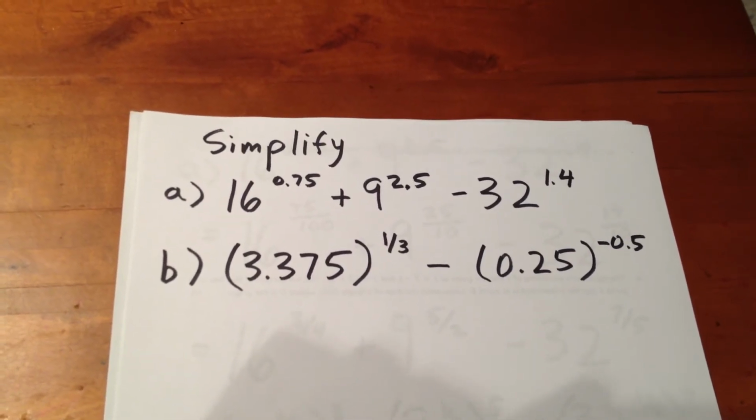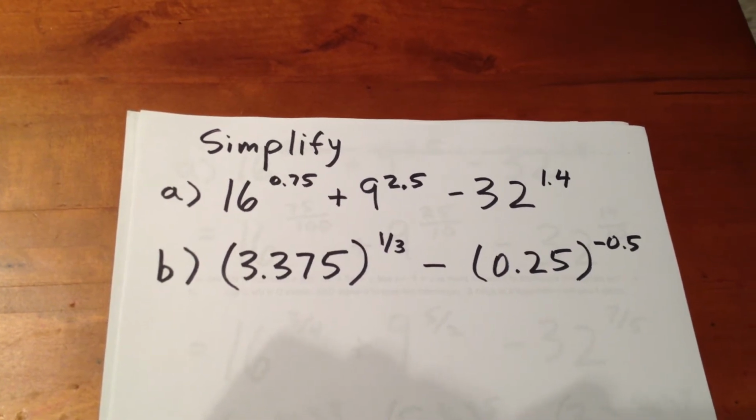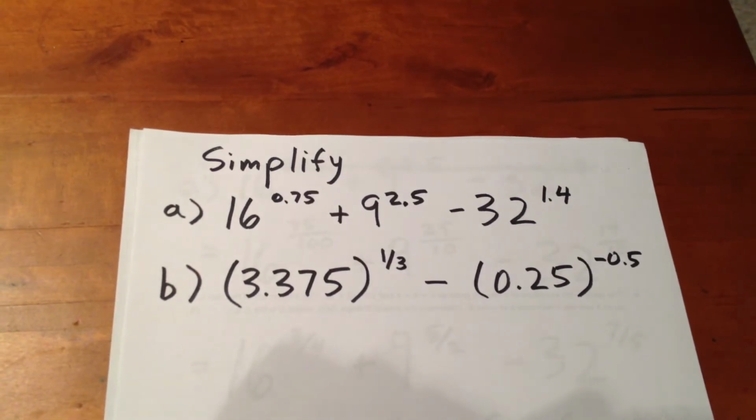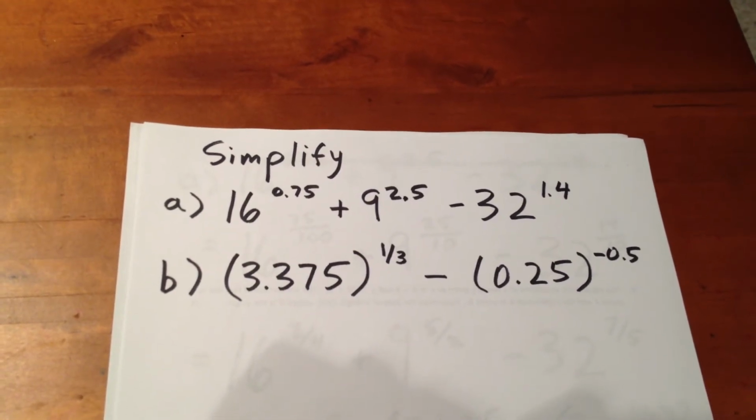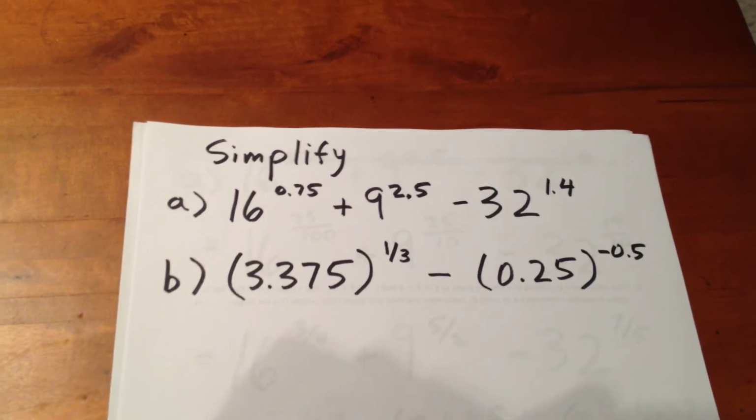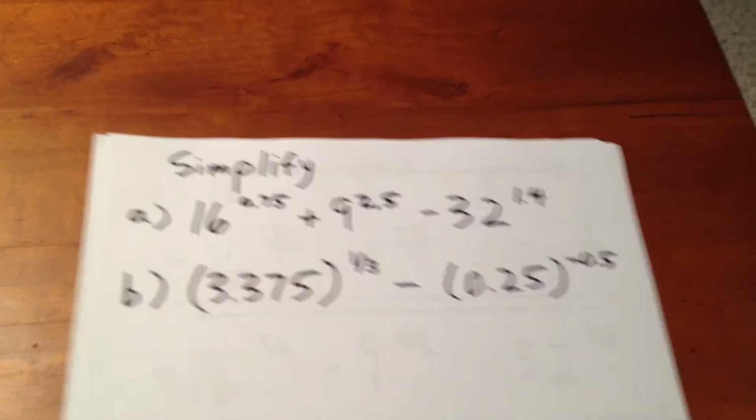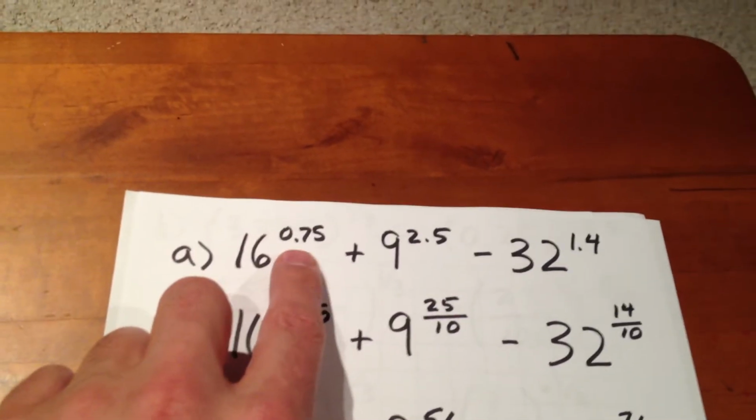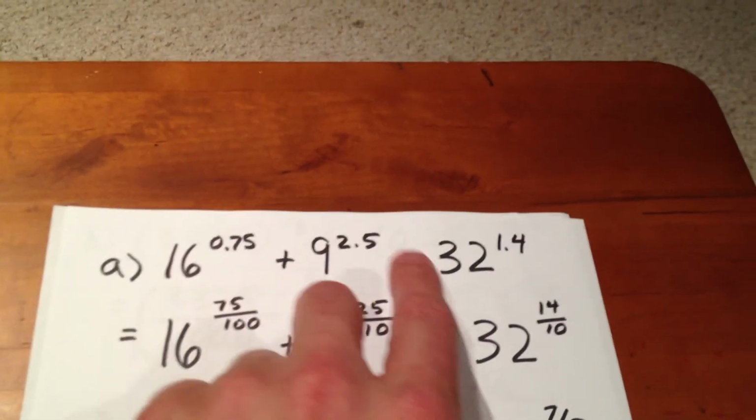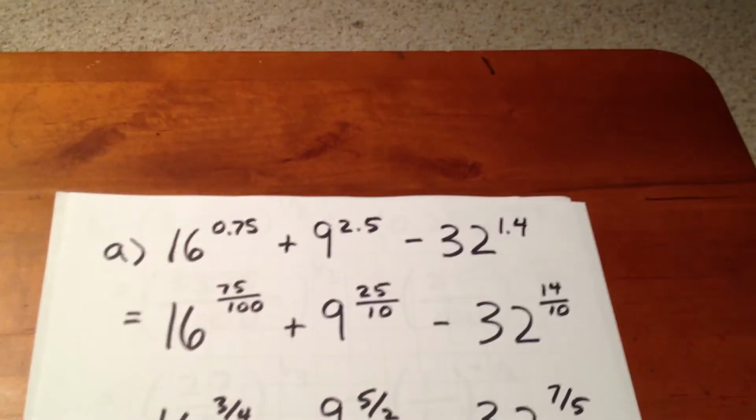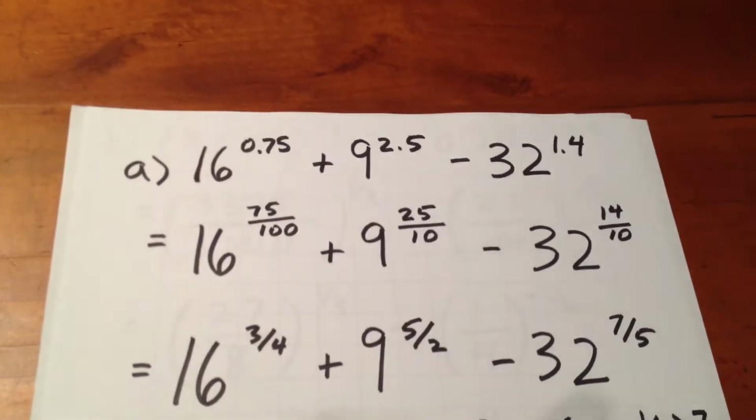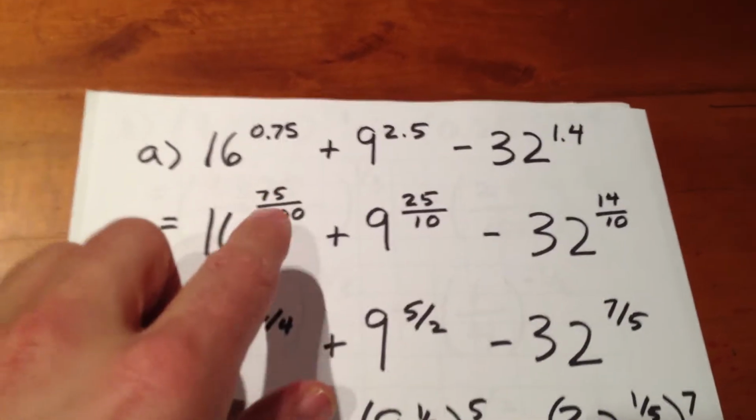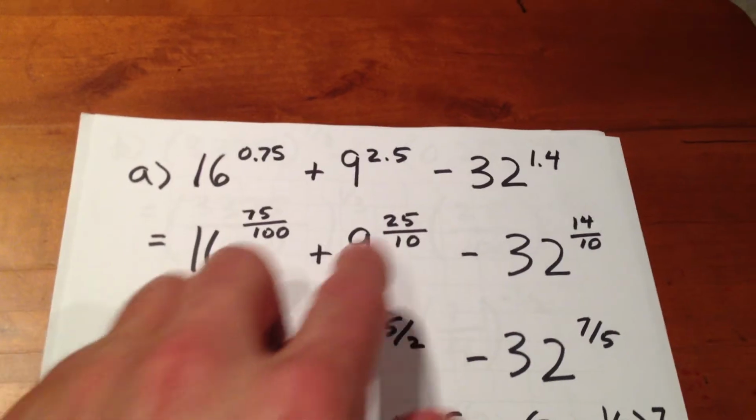Similarly, 0.25 is 25 over 100, which simplifies to 1/4. And negative 0.5 is negative 1/2, or if you don't quite see that, it's negative 5/10, which simplifies to negative 1/2. So, 16 to the 0.75 plus 9 to the 2.5 minus 32 to the 1.4 simplifies to that next line. The fractions in this next line reduce to these fractions.